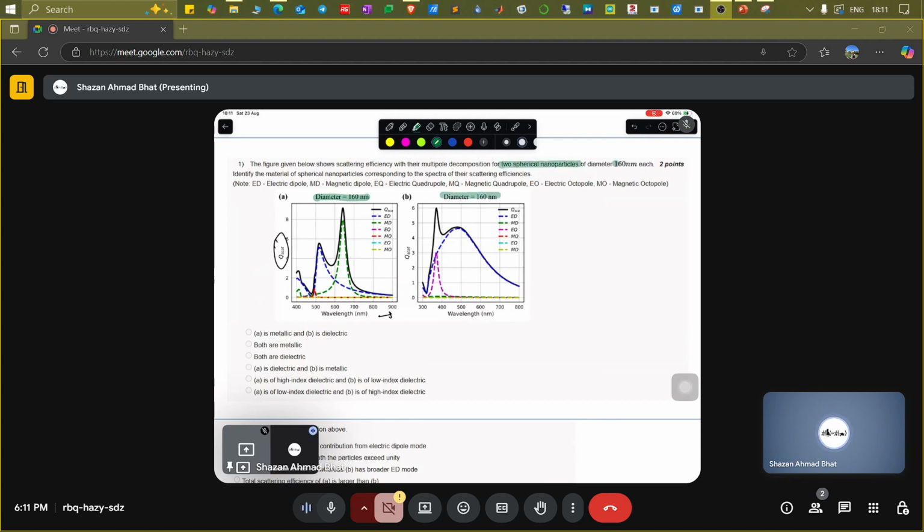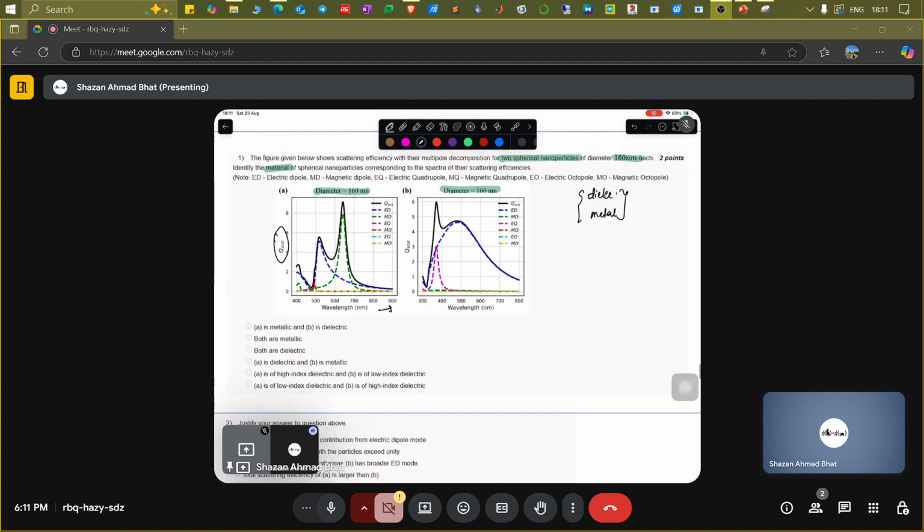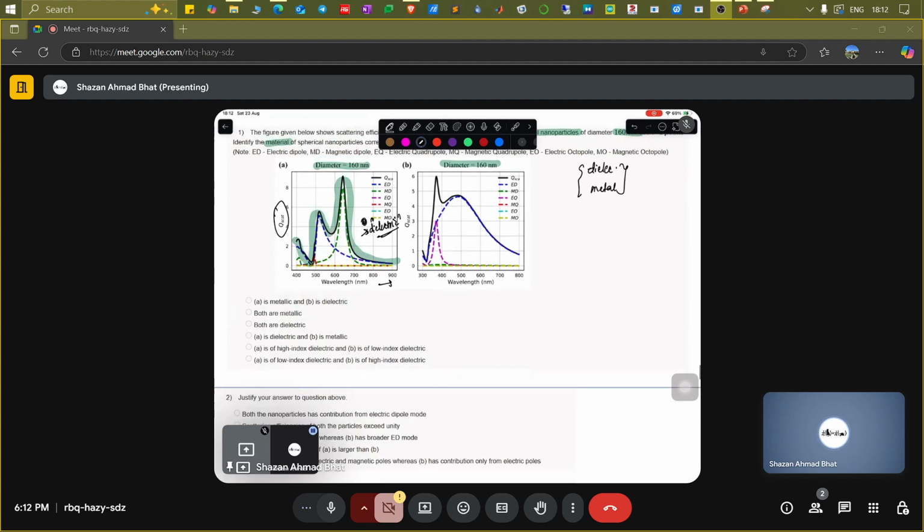There are two nanoparticles of diameter 160 nanometers, and we have to identify the material for these nanoparticles, whether it is a dielectric material or a metal. First of all, you don't have so many features in the case of a metal. These are very rich features, which are properties of a dielectric. Metals don't have such rich features in the scattering versus wavelength plot and the resonance plots. That is one of the hints, but that's not enough to understand it.